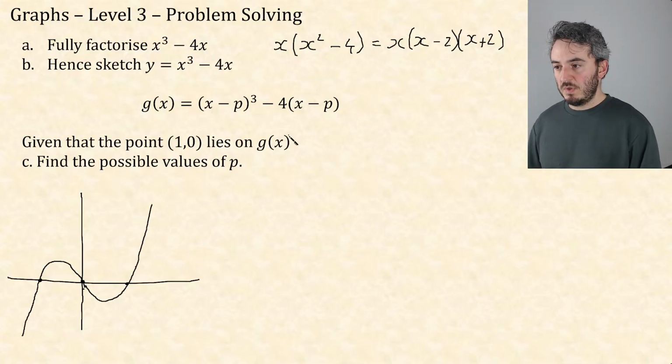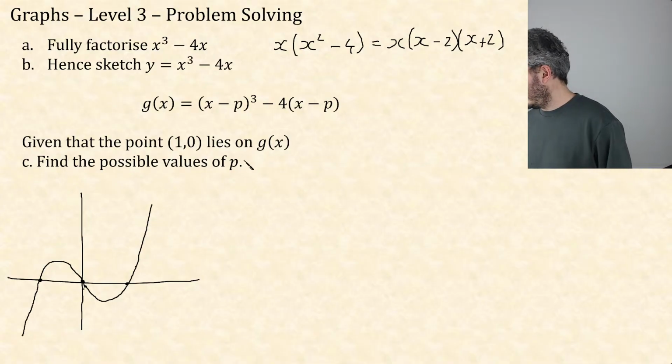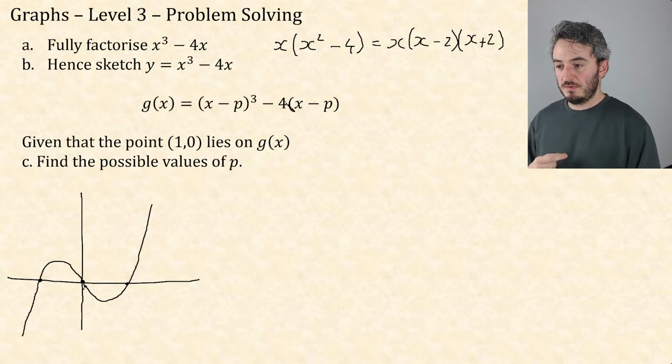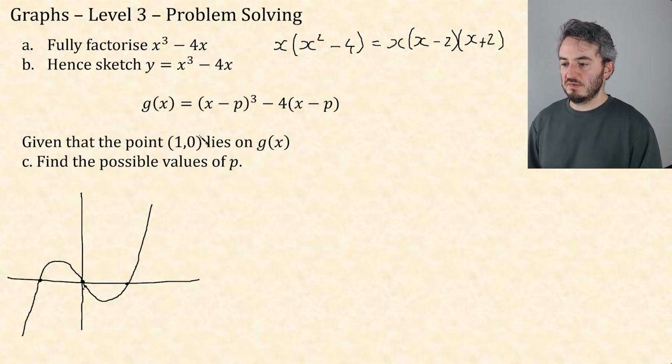Okay, we're done there. Now here's the tricky part. g of x is (x minus p) cubed minus 4(x minus p). So that is a transformation of this. Now it says, given that the point (1, 0) lies on g of x, find the possible values of p.